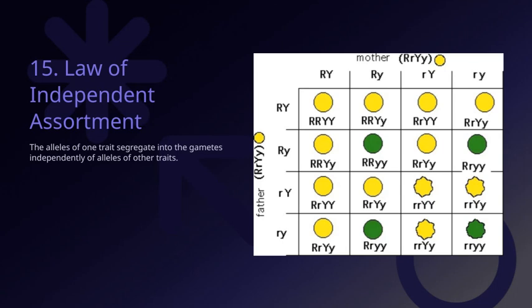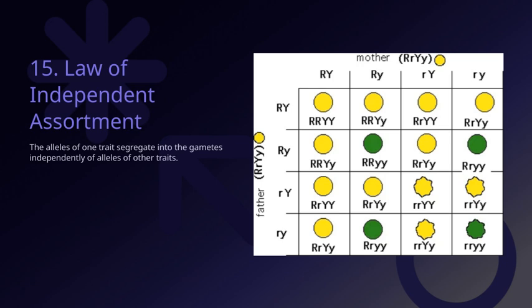So this slide introduces the law of independent assortment, which is a fundamental principle in genetics. Essentially, it states that the alleles of one trait, meaning the different versions of a gene, segregate into the gametes independently of the alleles of other traits. In simpler terms, how one trait splits and gets passed on doesn't influence how another trait does.